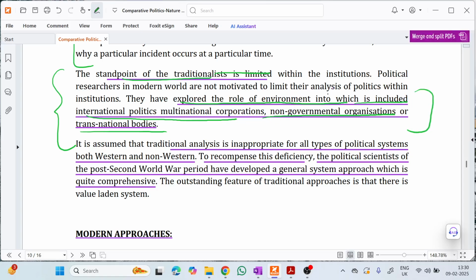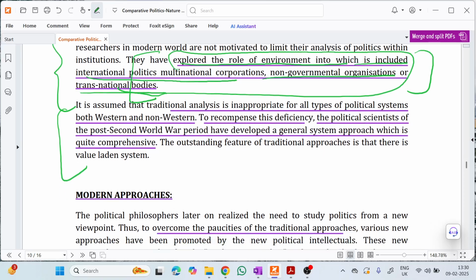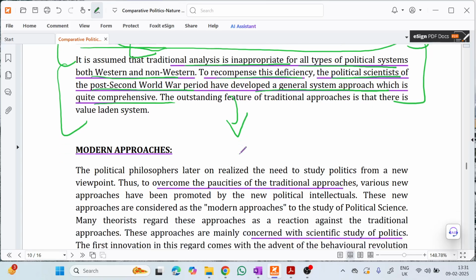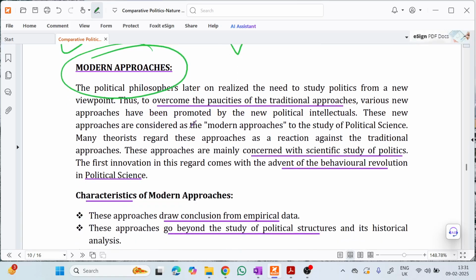So this exploration, or expansion of the role of traditional bodies, has been taken up by modern comparative politics. Then it is assumed that traditional analysis is inappropriate for all types of political systems, both Western and non-Western. And to recompense the deficiency, the political scientists of the post-Cold War period have developed a general system approach which is quite comprehensive. So this paragraph is particularly talking about what comes next, the modern approaches.